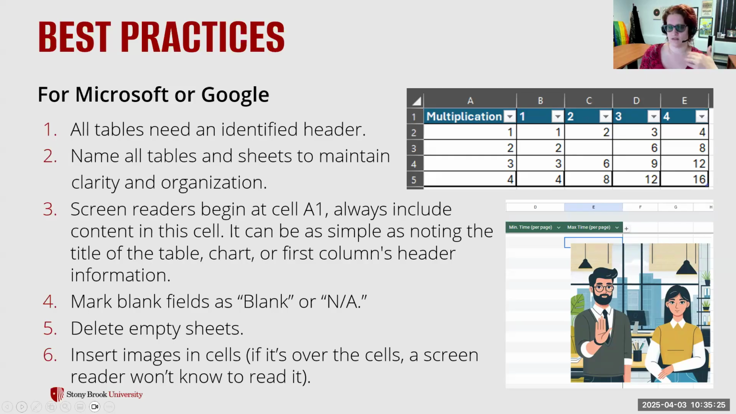So that again, if I'm using a screen reader, it's telling me if this information is present or if this has been intentionally left blank. Delete any empty sheets and insert images in cells. If it's over cells, a screen reader won't know how to read it. So it only reads cells or content that's in a cell. So if you are doing an overlay, that image, that chart, it won't read. It doesn't know to read.